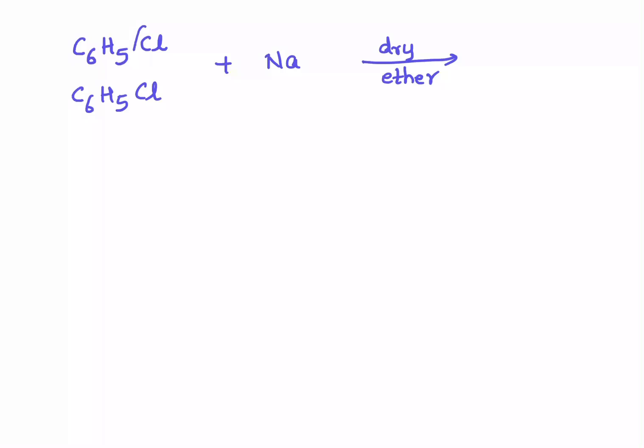So let me write it as C6H5Cl, right? And let me take C6H5Cl plus Na in dry ether, form a couple, and there we go. Here we have NaCl, and we will have C6H5, a single bond C6H5.